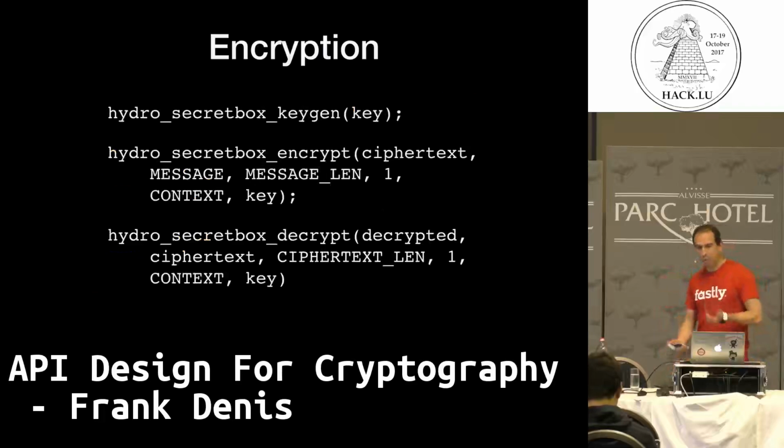So this is how you encrypt something with Hydrogen. You provide a message, a number, here it's 1, a 64-bit number, a context, and a key. And that's it. No nonce. People don't have to know about how to build one and additional data and everything. This is handled by the API.